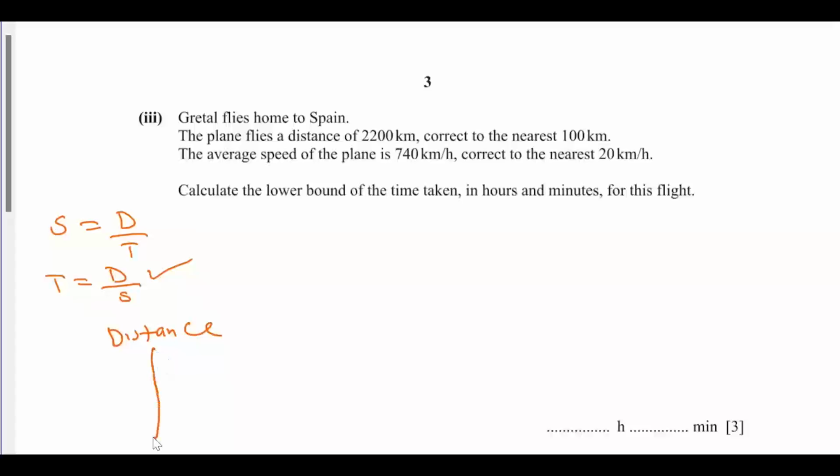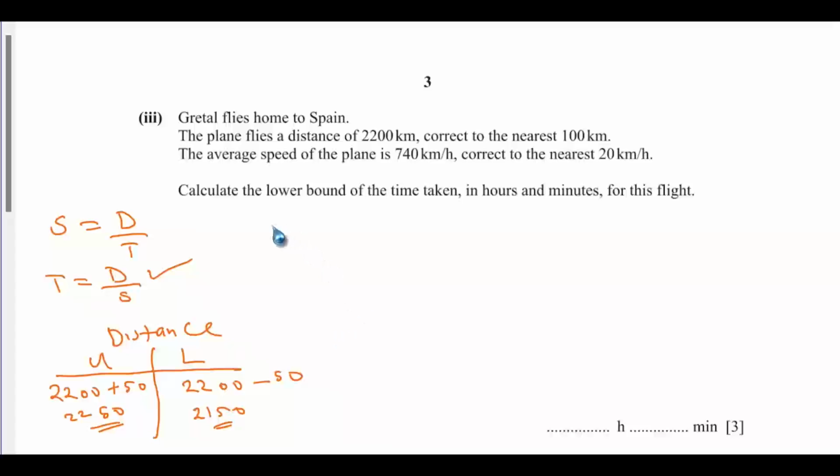Okay, so the upper bound U and the lower bound L. So the upper bound will be 2200 plus something, and the lower bound will be 2200 minus something. So the degree of accuracy of distance is 100 kilometers. So divide by 2, that will be 50. So you need to add 50 here and subtract 50 here. So that means the upper bound of the distance will be 2250 and the lower bound will be 2150.